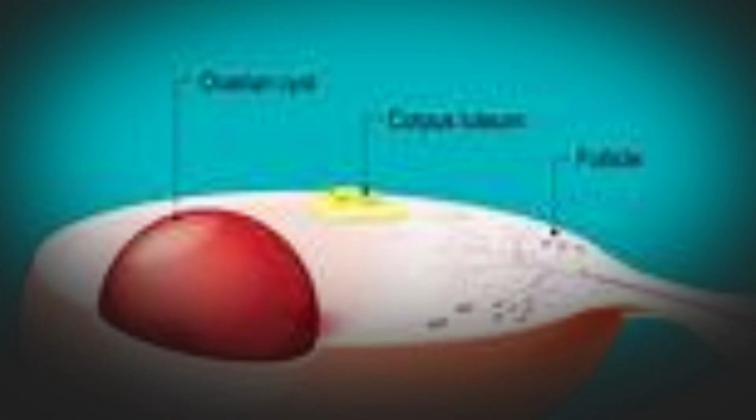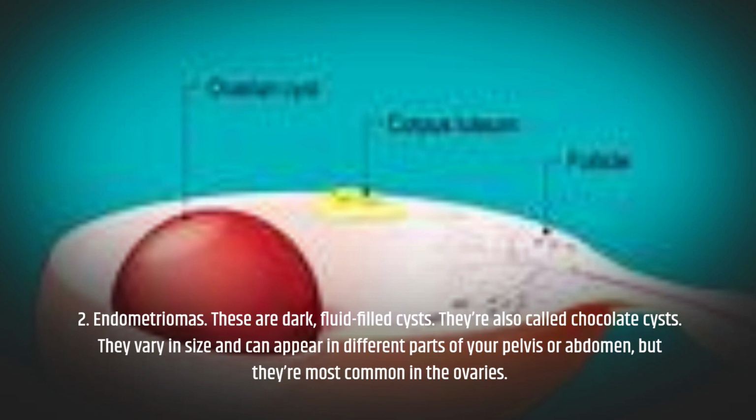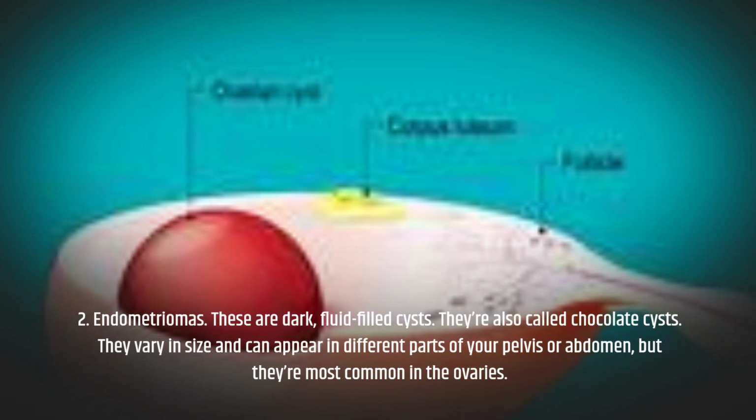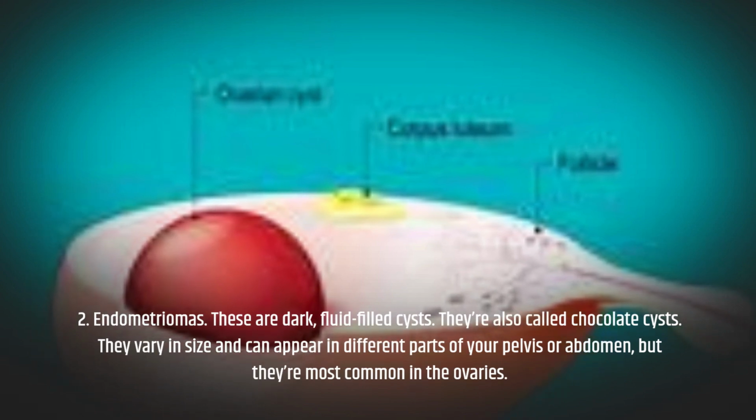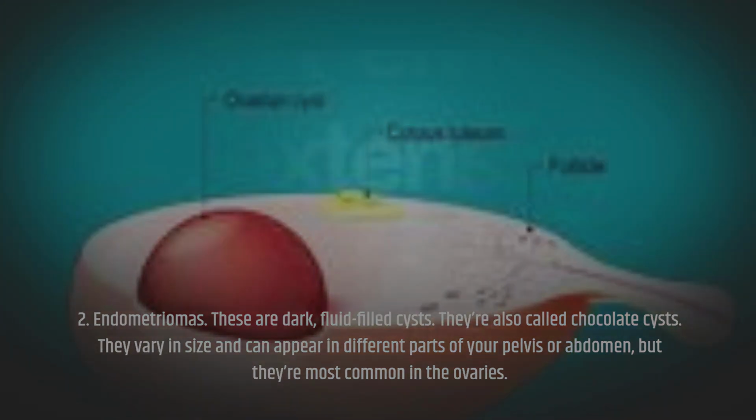2. Endometriomas. These are dark, fluid-filled cysts. They're also called chocolate cysts. They vary in size and can appear in different parts of your pelvis or abdomen, but they're most common in the ovaries. 3. Deeply infiltrating endometriosis, DI.